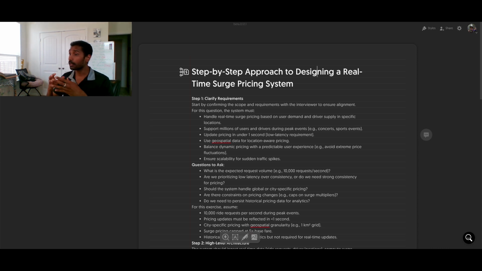Component one, clarify the requirements. This is anything to do with what marketplace you want to focus on. If this is an Uber question, do we want to understand and solve this pricing problem at a global scale or for a specific marketplace like USA? Then move on to trying to narrow down your focus. So that's the key here.